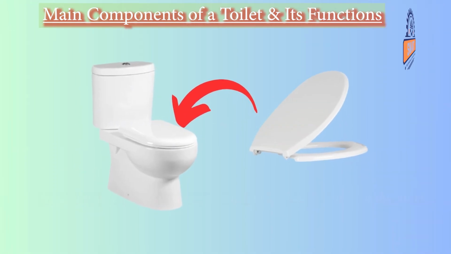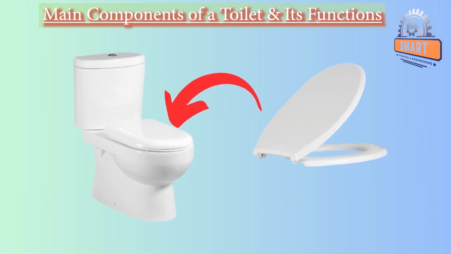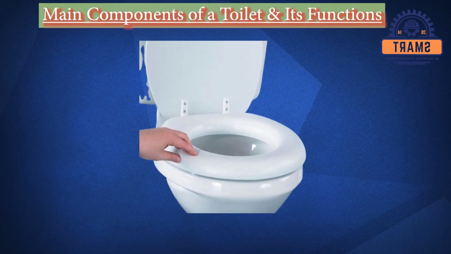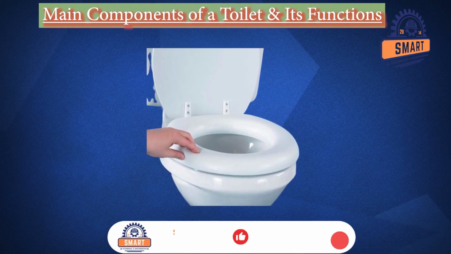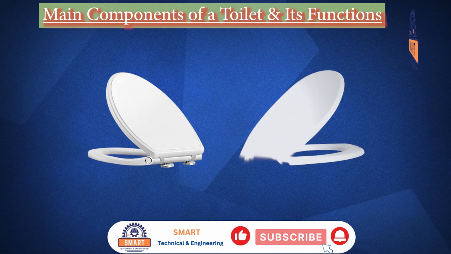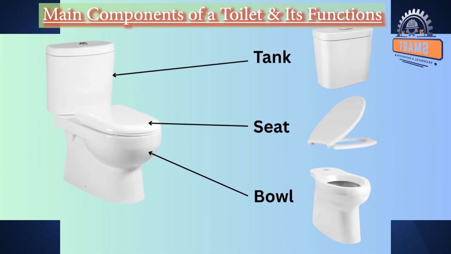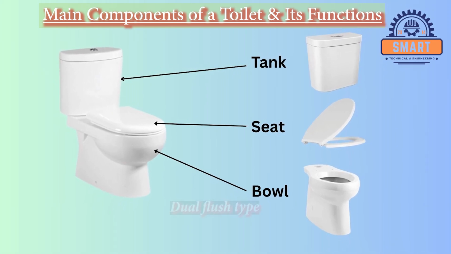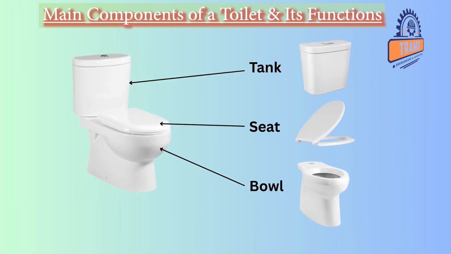Toilet seat. A toilet seat is a hinged unit consisting of a seat and a lid that is bolted to the bowl. When choosing a seat for a replacement, you must match its shape to your toilet bowl, especially length, width, and hinge holes. And also, you can select from a variety of materials and modern features like soft close and quick release. After we describe the three main components of a toilet, especially the dual flush type, let's break down the detailed parts of these main components.